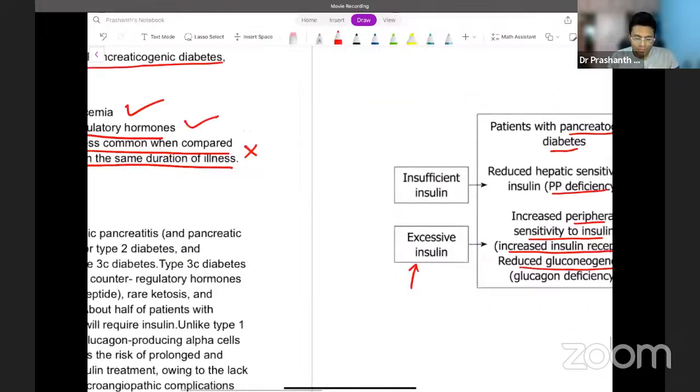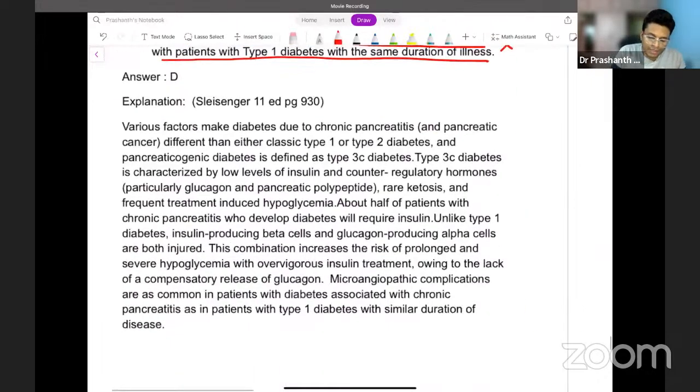So if you have to go through Schlesinger, page number 930 gives some of the points about type 3C diabetes. You have to remember that there is low level of insulin, there is low level of counter-regulatory hormones like glucagon and pancreatic polypeptides, there is rare ketosis and frequent treatment-induced hypoglycemia. About half of these patients would in turn require insulin in due course. And unlike type 1 diabetes, both the types, beta and alpha cells, are injured.